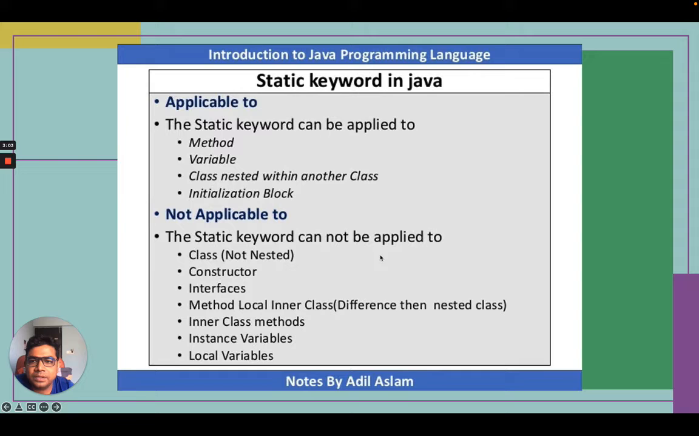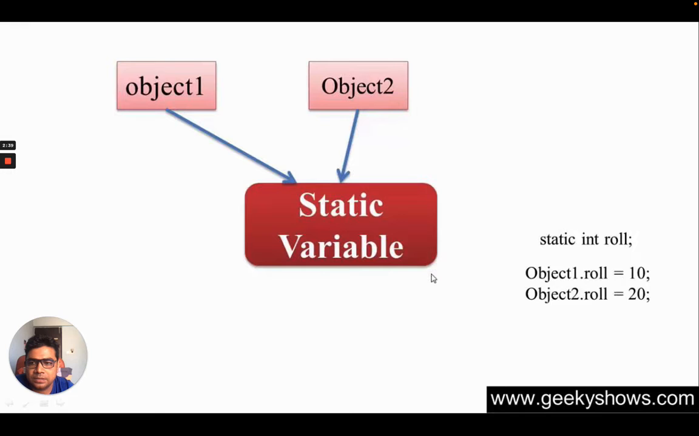Now, the static keyword is applicable to methods, variables, classes, and initialization blocks. Where is it not applicable? The static keyword is not applicable with the main class, and you cannot use it with a constructor. You cannot use it with an interface, method local inner class methods, instance variables, or local variables. The static keyword also cannot be used together with abstract.